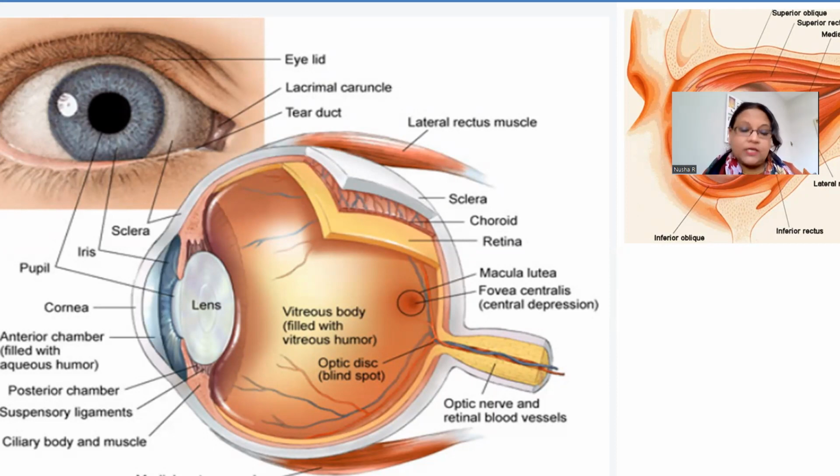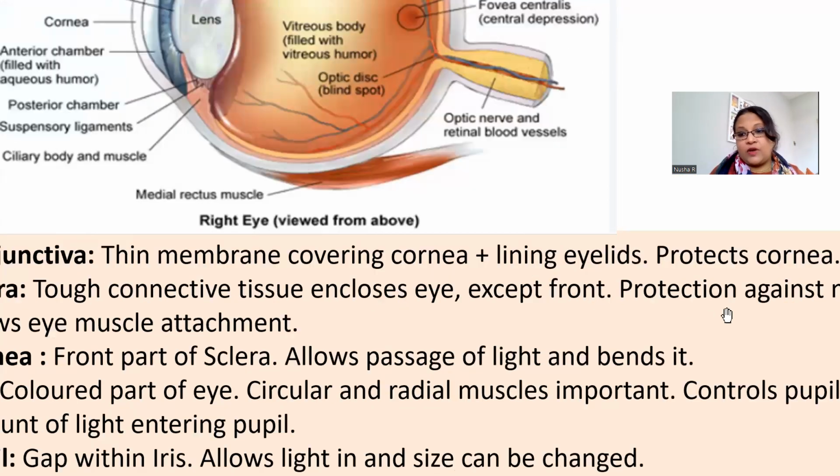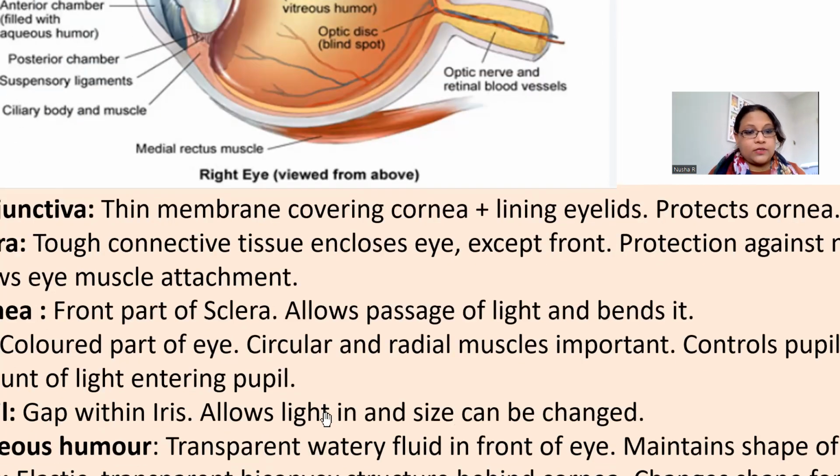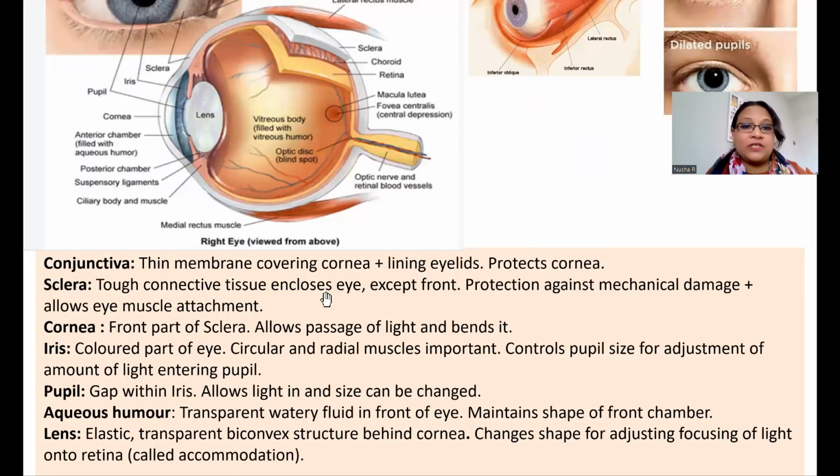It's to protect the eyeball against mechanical damage, and also because it's made of tough connective tissue. And also this layer is a layer to which the eye muscles are attached. So the tough connective tissue allows muscle attachment, and provides protection against mechanical damage.